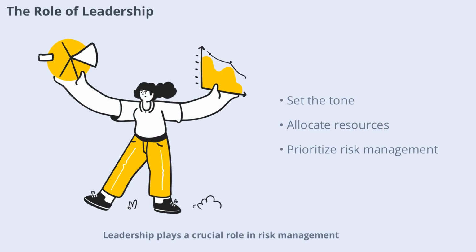Leadership plays a crucial role in risk management. Leaders set the tone for risk culture, allocate resources, and make key decisions about risk responses. When leaders prioritize risk management, it signals its importance to the entire organization and encourages everyone to take it seriously.